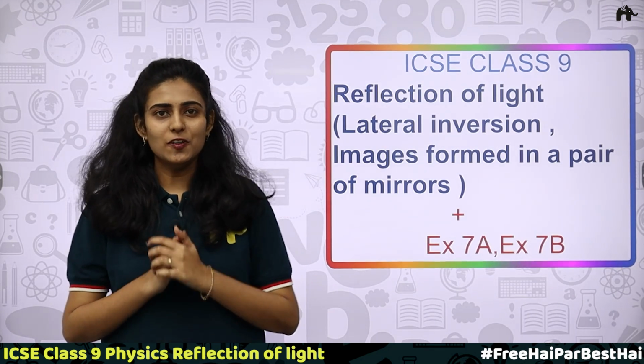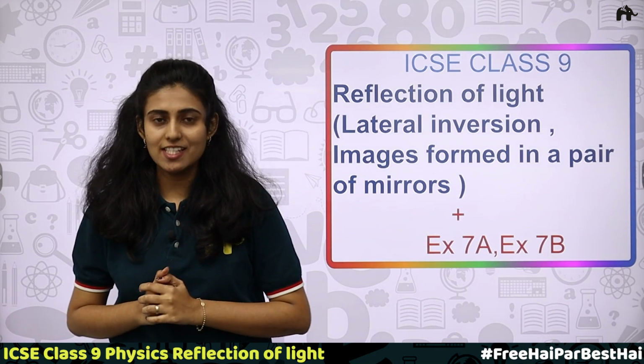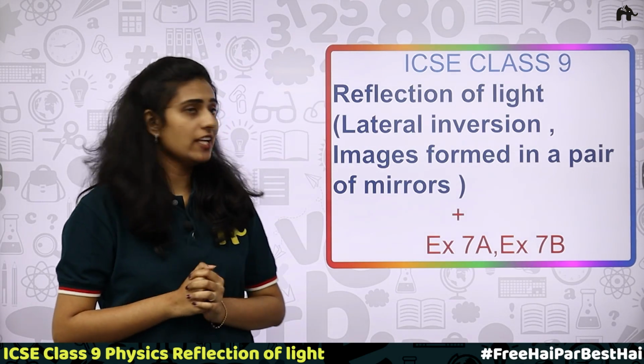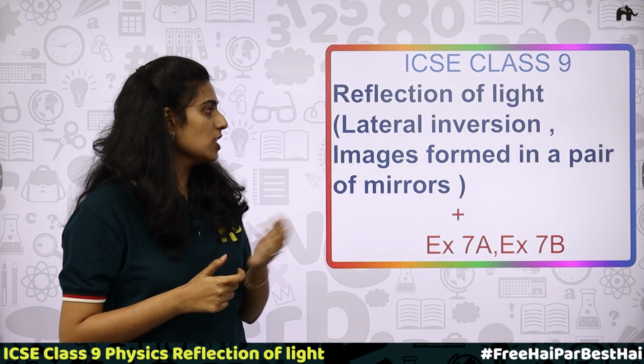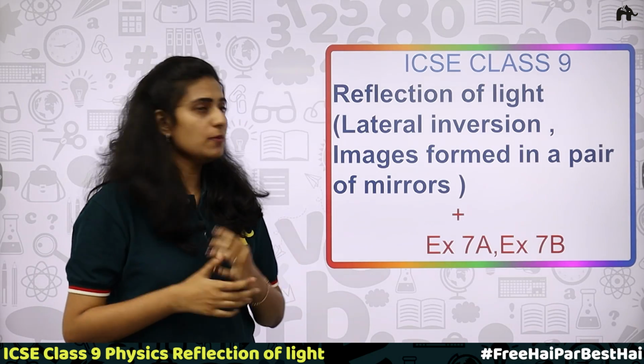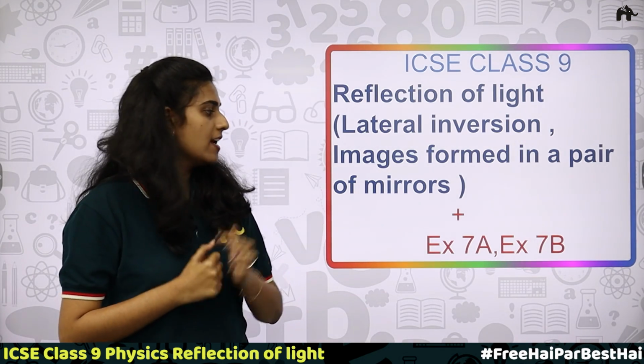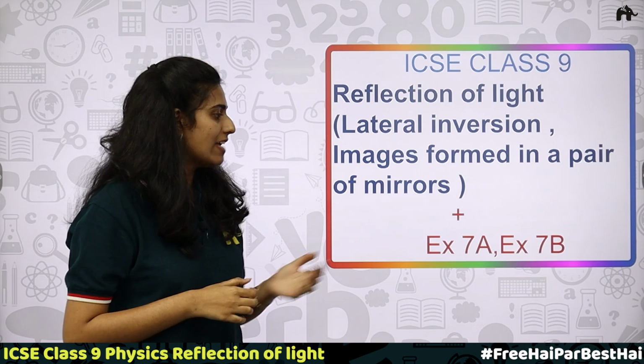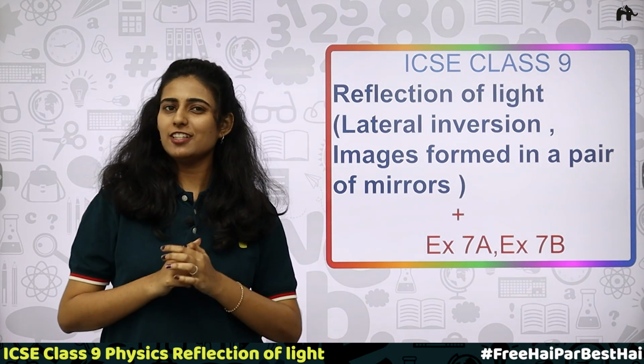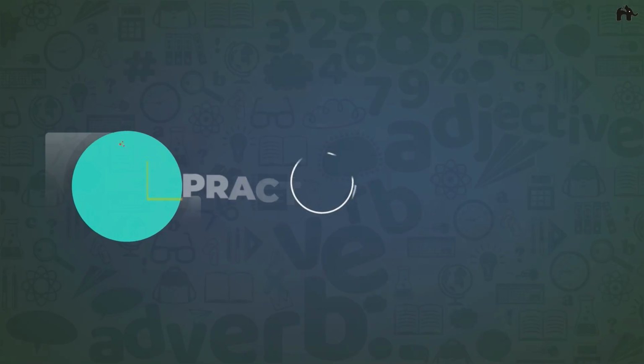In today's class, we are going to discuss ICSE Class 9 Physics Chapter 7, Reflection of Light. We will be discussing lateral inversion and images formed in a pair of mirrors. Also, we will be discussing the uses of plane mirrors. We will solve questions from exercise 7A and 7B. Are you ready for the session? Let's begin.